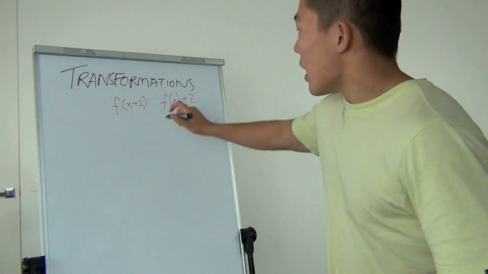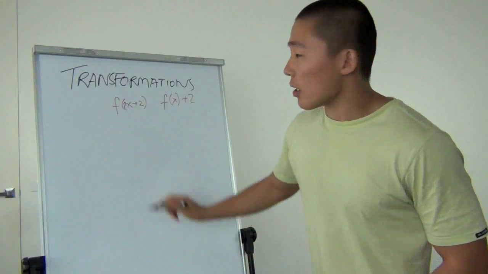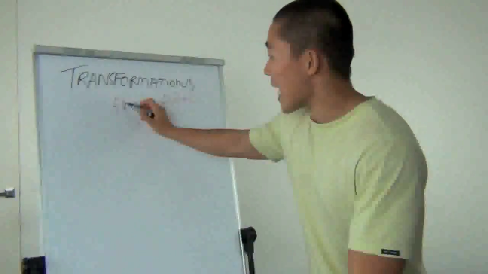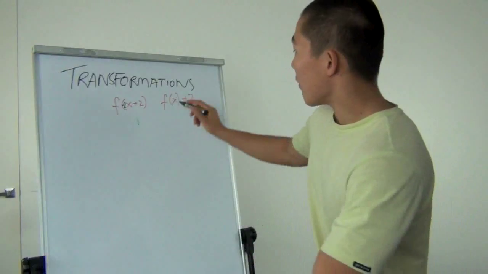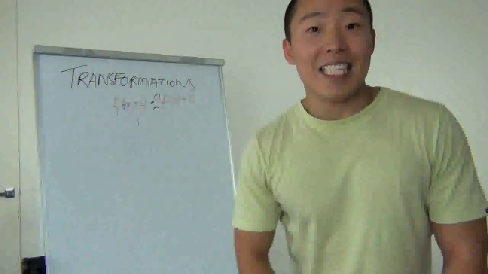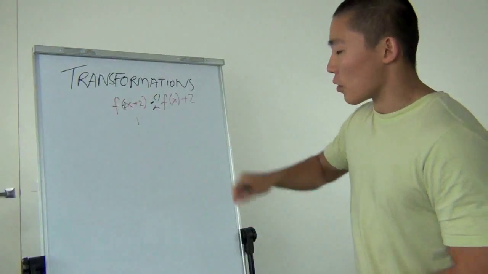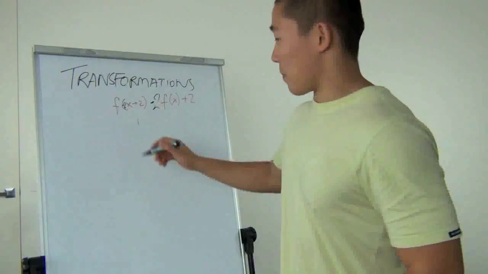Okay, so inside. By the way, if I had, let's say, a 2 here, that's inside. If I had a negative here, that's all inside. If I put a 2 out here, that's outside. If I put a negative out there, that's outside. And there are huge differences between the two. Here is the difference.